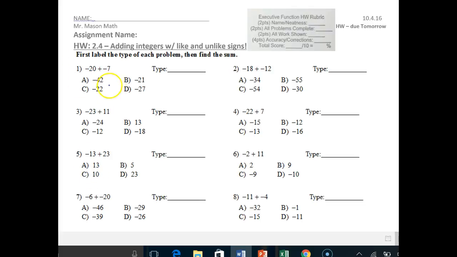So I will do the odds. They are very similar to the evens. Please show all work just like I do on the odds. So first we're going to label the type of each problem, then find the sum.